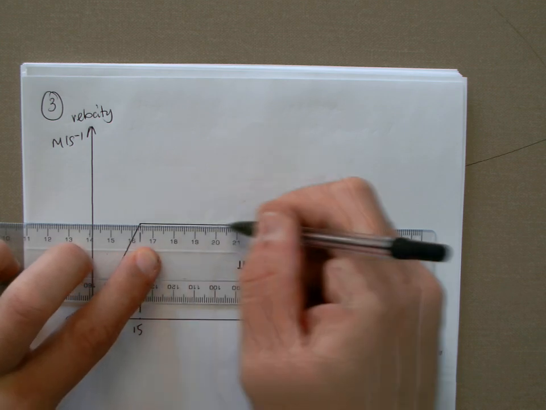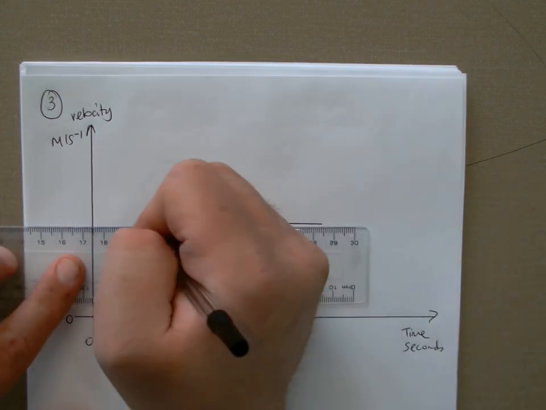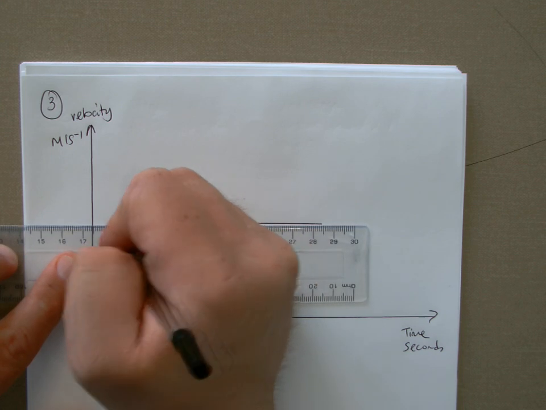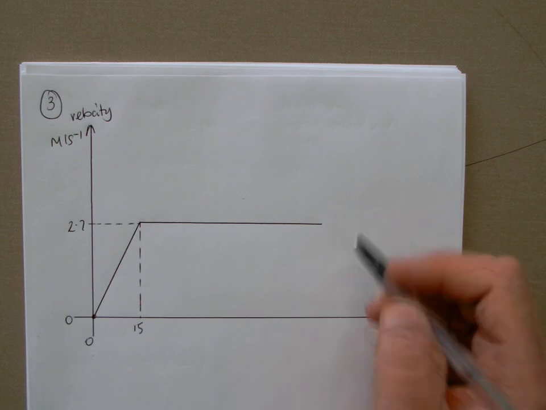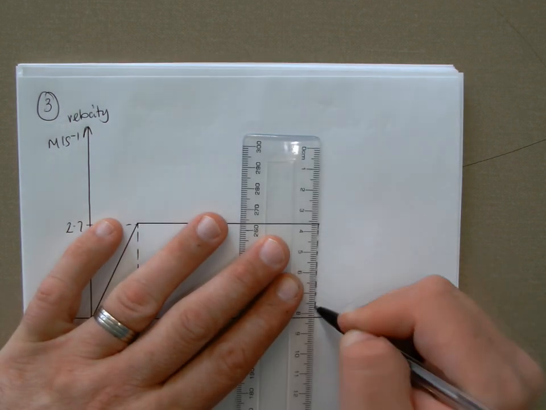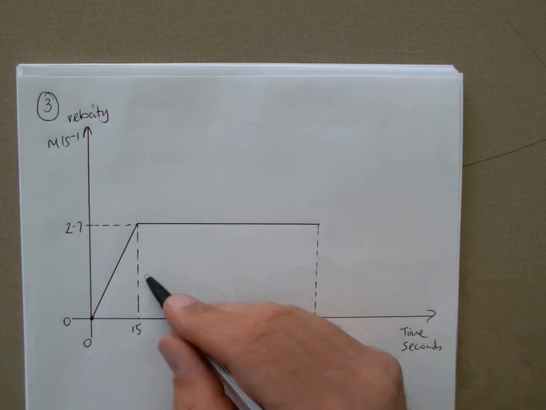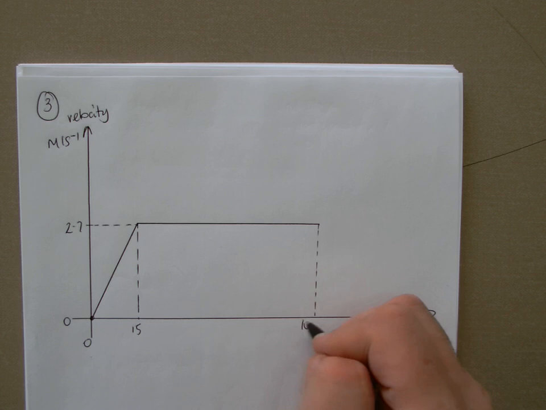Okay, so we're going to have a flat line, okay, whereby it's going at this speed of 2.7 following the initial acceleration. And that's 90 seconds. So if you think about it, it took 15 seconds to accelerate, 90 seconds then it goes at this constant speed. So now we're up to 105, aren't we?